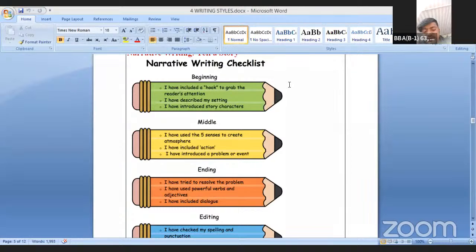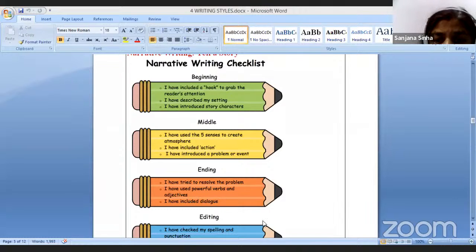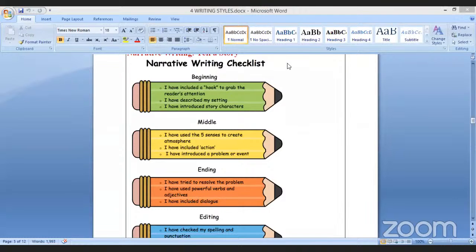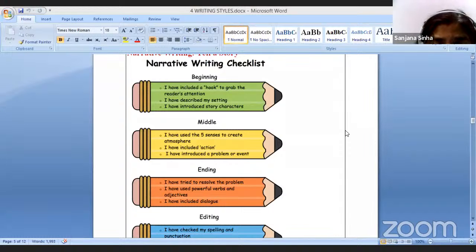So the beginning has 3 points. Already it is written. I am only explaining. The beginning has 3 points. The first is choosing a topic, such a topic that it will attract the attention of the reader. Second is description of the setting. Describe the setting. And the number 3 is you introduce the characters. Done?